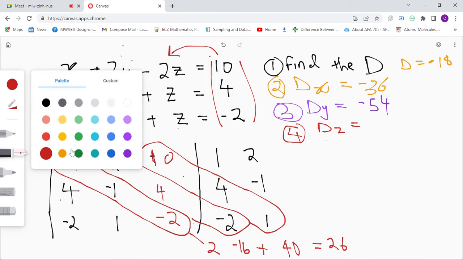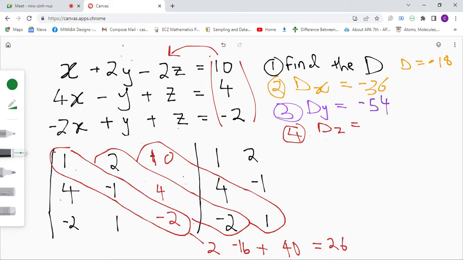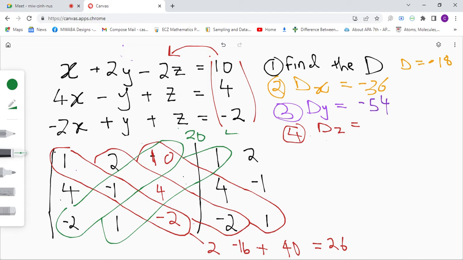All right. Then we can continue with our diagonals. 2 times -1, that's -2. -2 times 10, that is -20. 1 times 4, that is 4. 4 times 1, that is 4. And we have -2 times 4, that's -8. -8 times 2, that is -16.